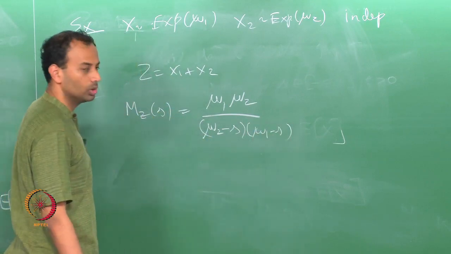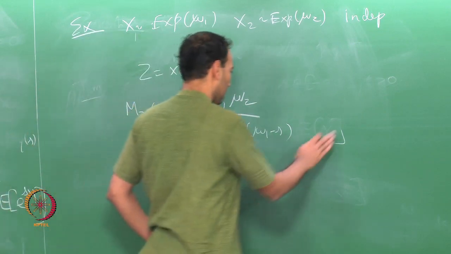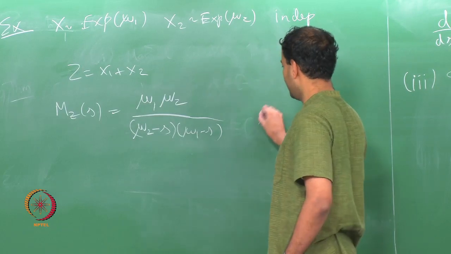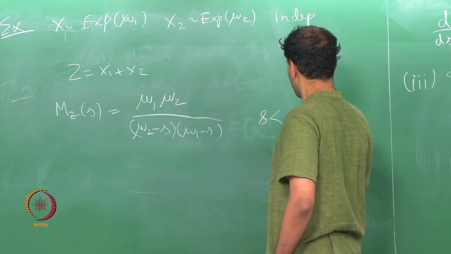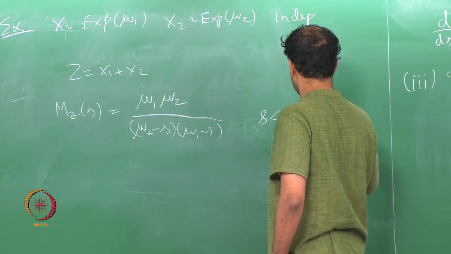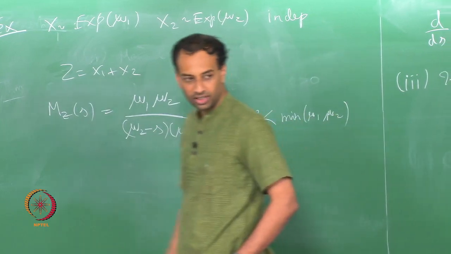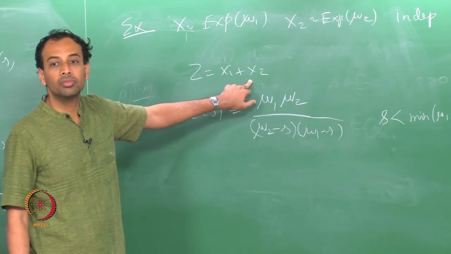I am just multiplying the two moment generating functions, and this will be valid for s less than the smaller of the two, the minimum of mu 1 comma mu 2, okay. So, this is the moment generating function of the sum, correct.